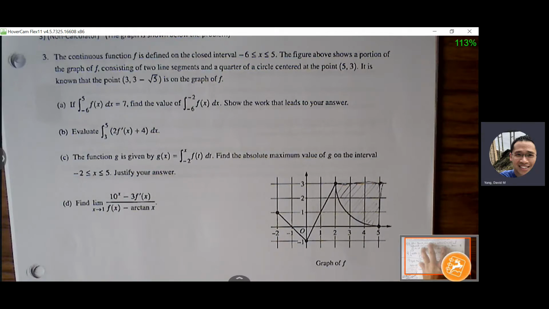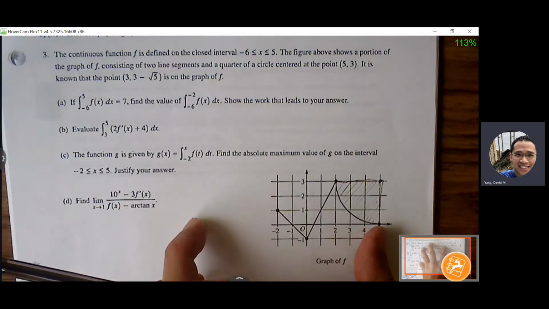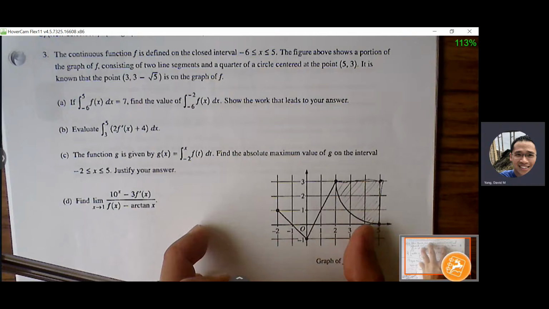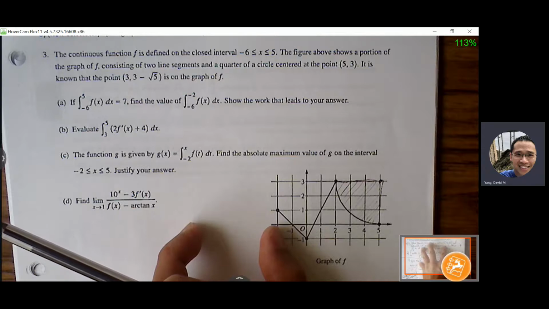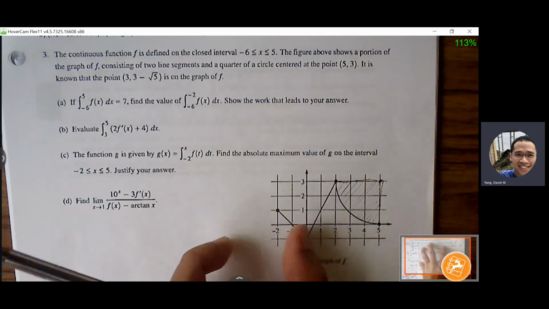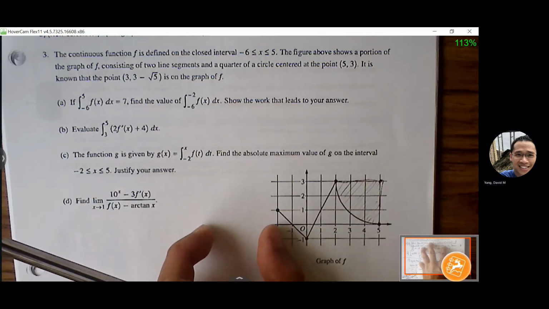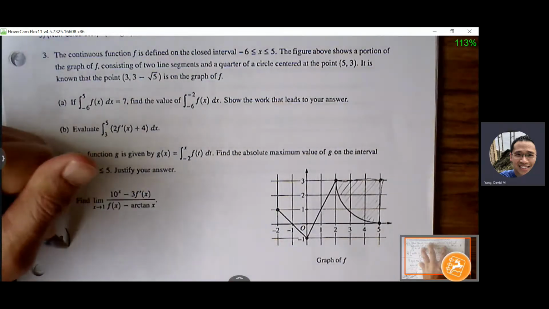So part A says the full region from -6 to 5. Now there's a whole portion that's missing, right? But we know that the entire definite integral, totaling all the positive and negative values, is going to be equal to 7. It says find the value from -6 to -2. So it's asking for this unknown region. We have the full region. We have this portion we can find out, and if we subtract those two, we should be able to get to this missing piece.